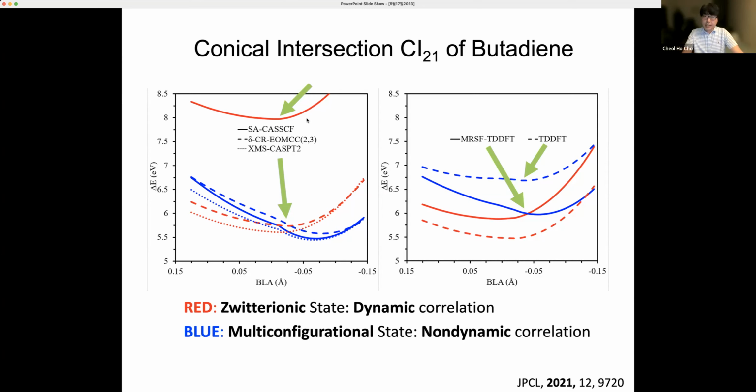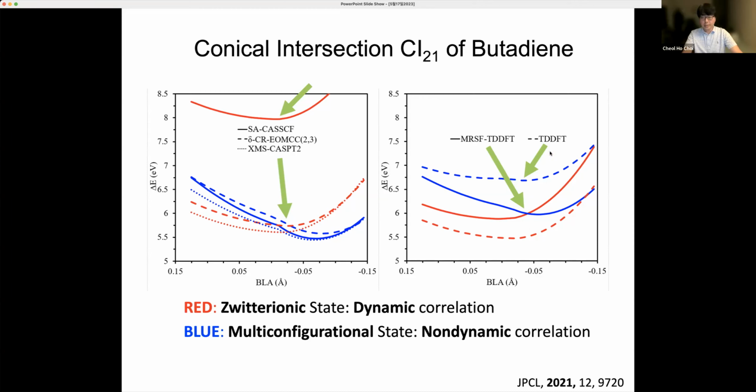However, if you use CASSCF, which does not have the dynamic correlation, your bright state is too high, more than 2 electron volts here, and simply doesn't have any proper crossing. On the other hand, the TDDFT, which is the dashed line here, looks like the red is below the blue. That looks okay at the Franck-Condon region, but in the conical intersection region, this dashed line is supposed to go down, but it's not.